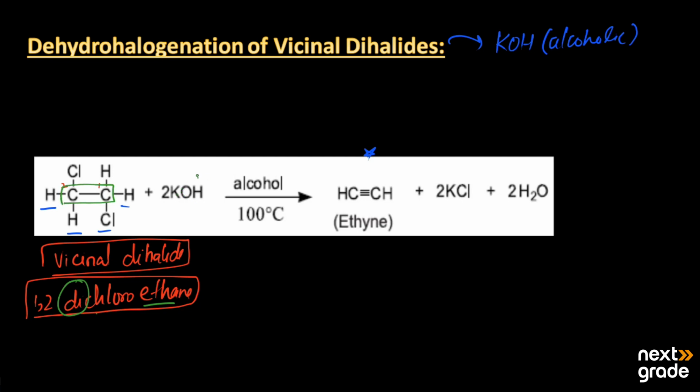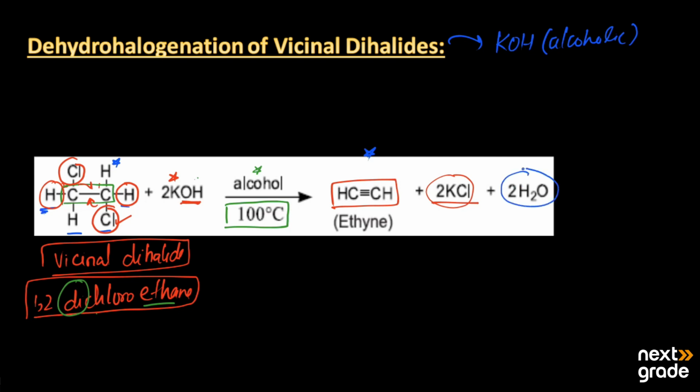When we add alcoholic KOH in the presence of alcohol and the temperature is kept at 100 degrees Celsius, then what will happen? This hydrogen and this chlorine will be removed, and this hydrogen and this chlorine will be removed. Now this bond moves over there and we gain the main product, which is ethyne, along with the production of KCl. This potassium reacts with this chlorine and produces two molecules of potassium chloride, and this hydroxyl group reacts with the hydrogen atoms and produces two water molecules. So this is a simple method for the preparation of the alkynes.